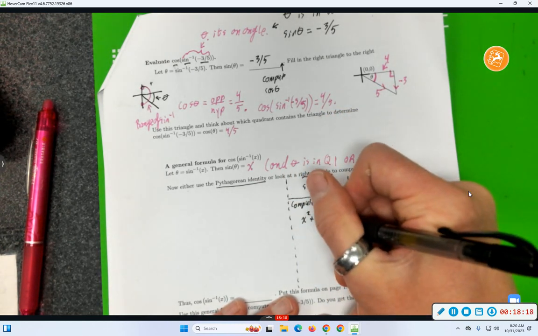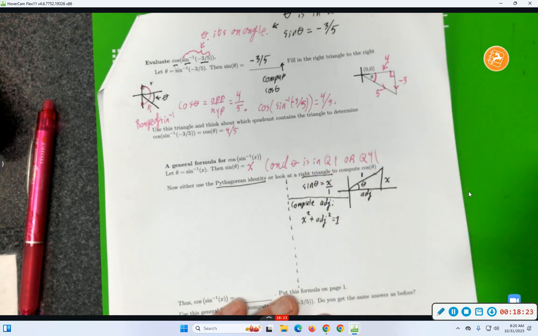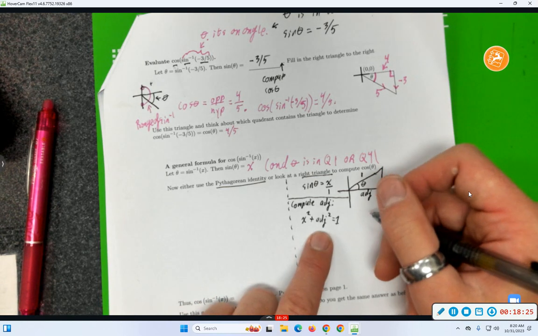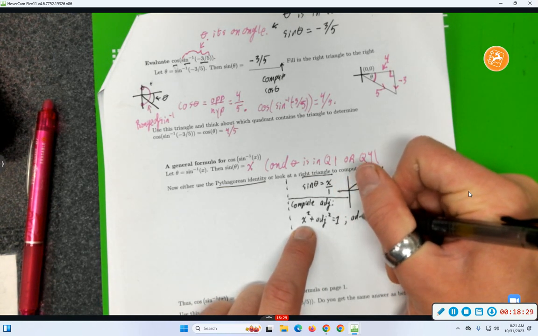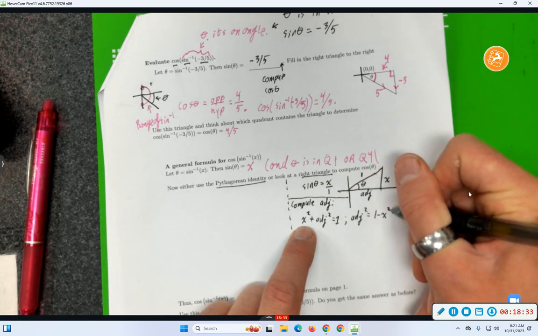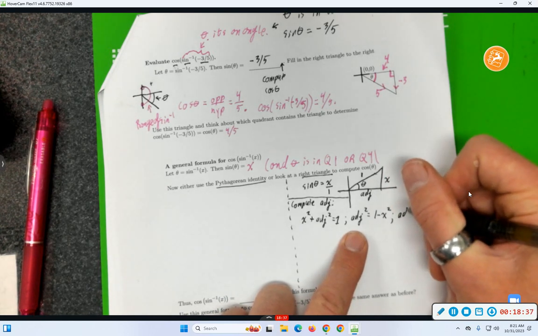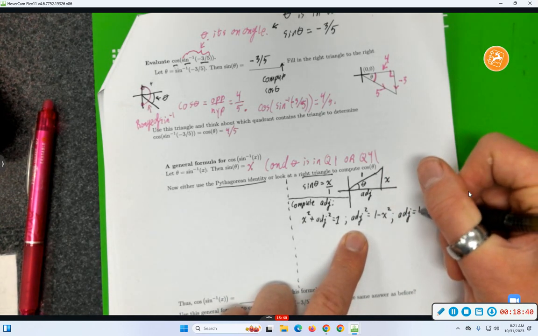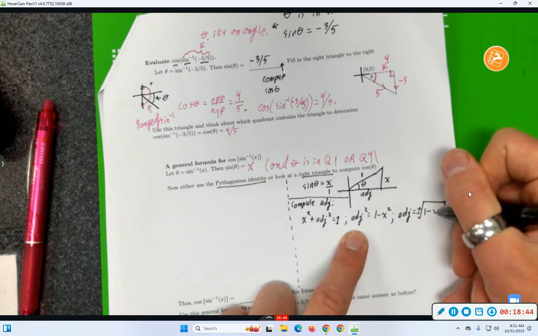So x squared plus adjacent squared is equal to 1 squared. 1 squared is 1. Solve this for adjacent. So I guess I need to subtract x squared to the other side. Adjacent squared equals 1 minus x squared. Get rid of the square with the square root. Adjacent equals plus or minus the square root of 1 minus x squared.